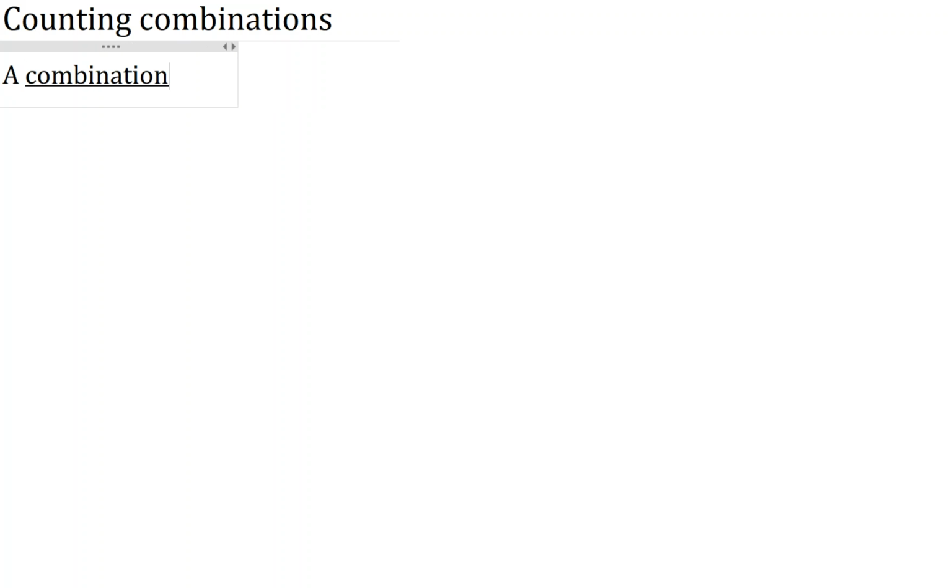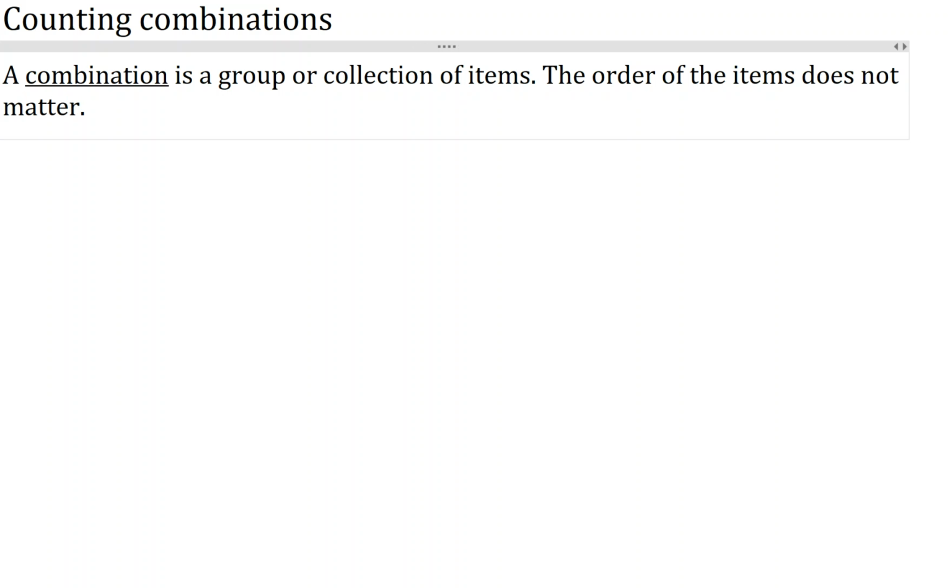A combination is a group or collection of items. Okay, the big thing about this is the order of the items does not matter. The items could be anything. For example, they could be letters.